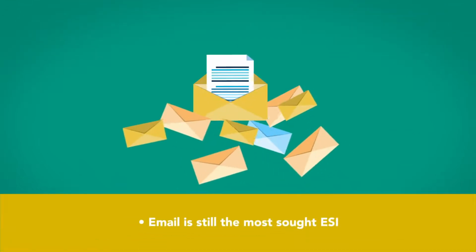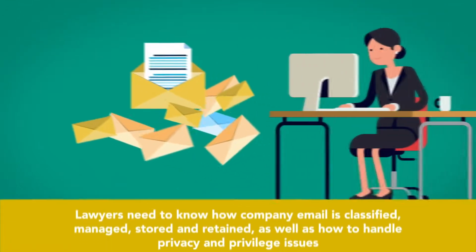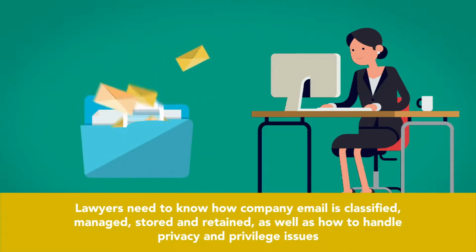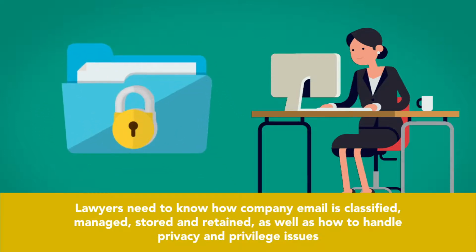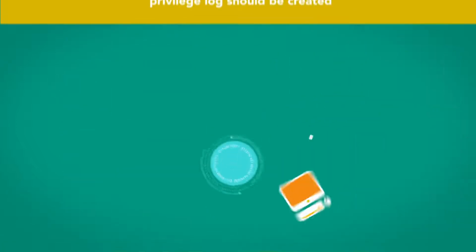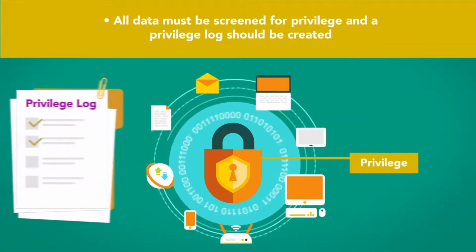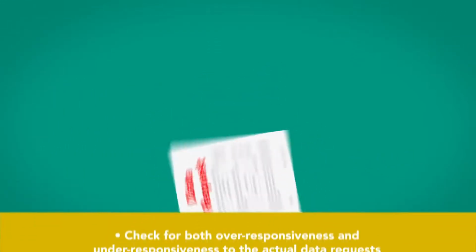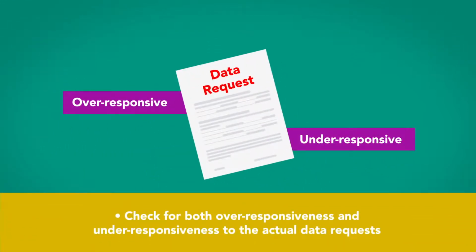Email is still the most sought after ESI. Lawyers need to know how company email is classified, managed, stored, and retained, as well as how to handle privacy and privilege issues. All data must be screened for privilege, and a privilege log should be created. Check for both over-responsiveness and under-responsiveness to the actual data requests.